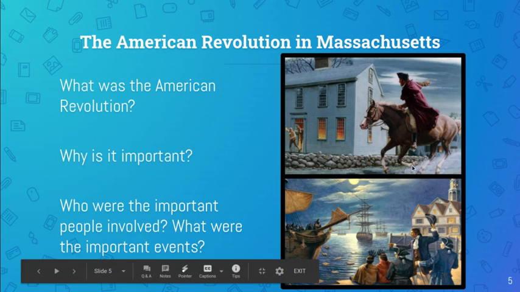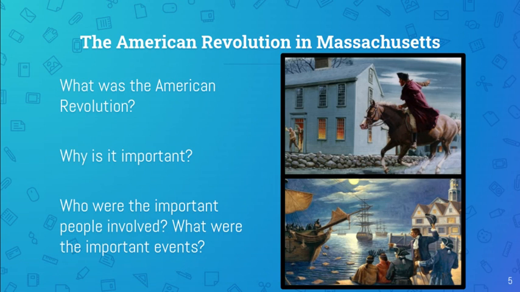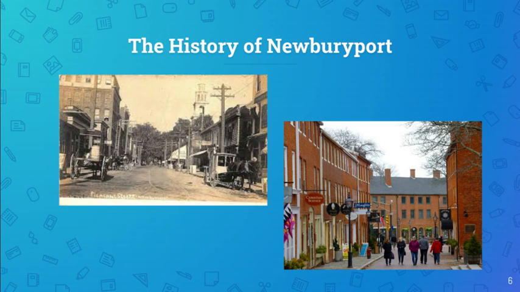In these two pictures, you can see two very important parts of the Revolution that had something to do with Massachusetts. The top picture is Paul Revere. Now, you may have heard of him. He rode his horse and yelled, "The British are coming," or "The regulars are coming." And the bottom picture is something called the Boston Tea Party. Most third graders have heard a little bit about them, but by the end of third grade, you're going to be an expert in the American Revolution in Massachusetts.